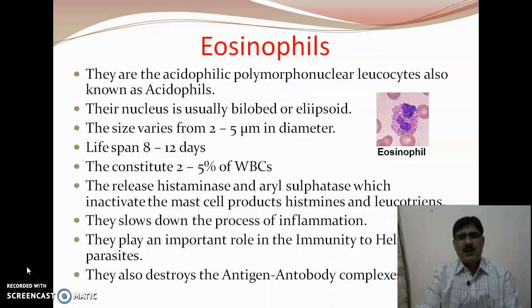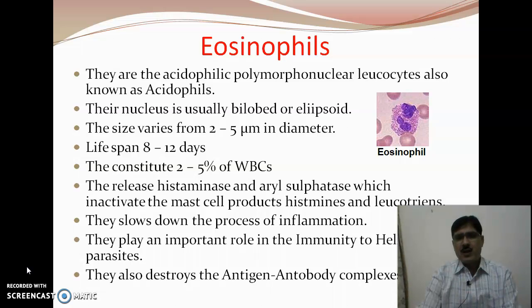The second one, the eosinophils. The eosinophils are basically the acidophilic polymorphonuclear leukocytes, also known as acidophils because they absorb acid dyes. Their nucleus is usually bilobed or ellipsoid. Their size varies from 2 to 5 micrometers in diameter. Their lifespan varies from 8 to 12 days, and they constitute about 2 to 5% of circulating WBCs.